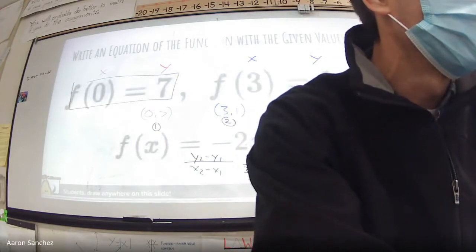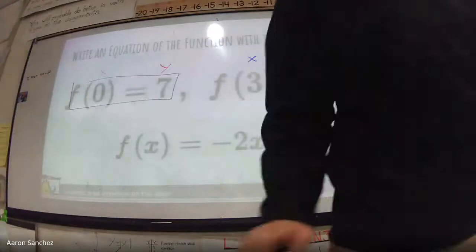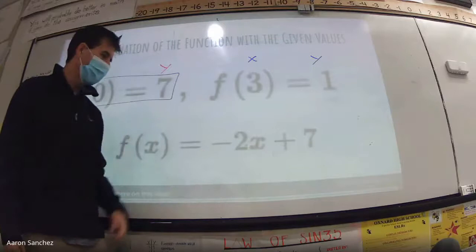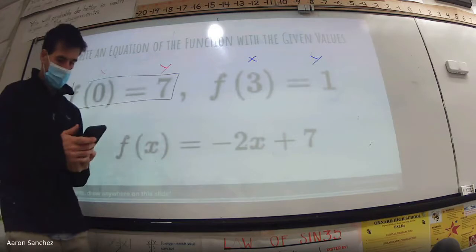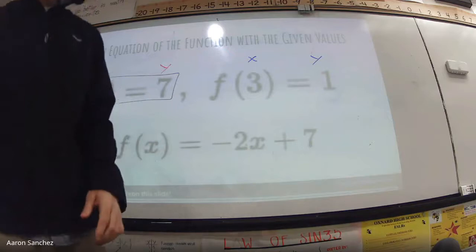Do the next one. So that's the answer. Do you guys see the answer here? By the way, they write the answer like this. Instead of y, they write f of x. Y equals negative 2x plus 7, right? So instead of y, they do f of x. All right. Anyway, let's go to the next one.